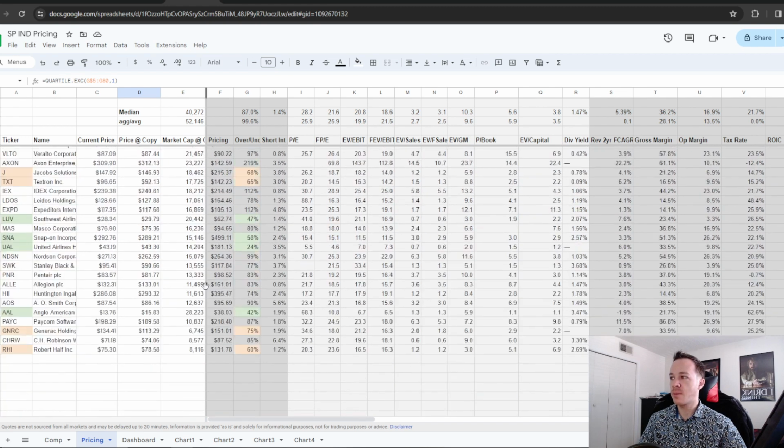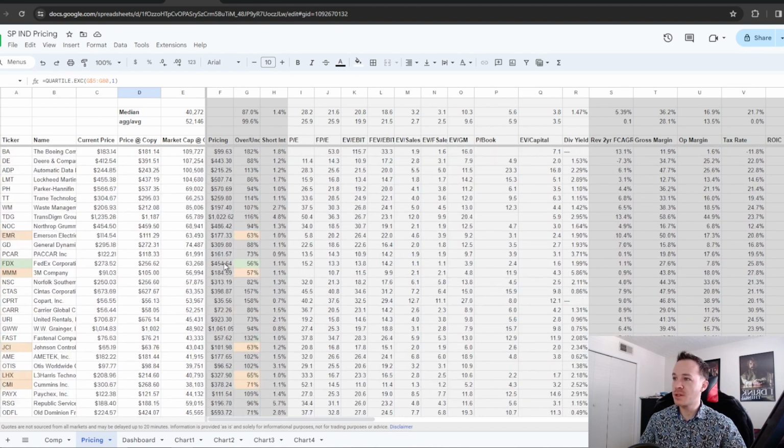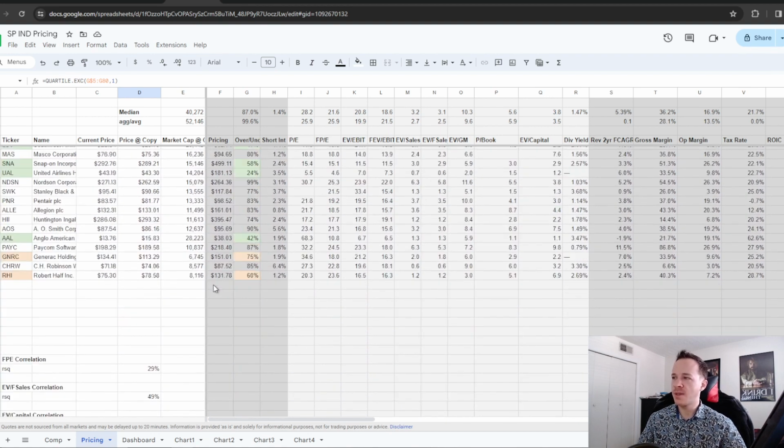And I color them accordingly, with the orange ones being under the quartile, the green ones being under 1 standard deviation, and then purple, if there is any, being under 2 standard deviations, which you'll notice for this particular industry, there isn't actually any in that third category.